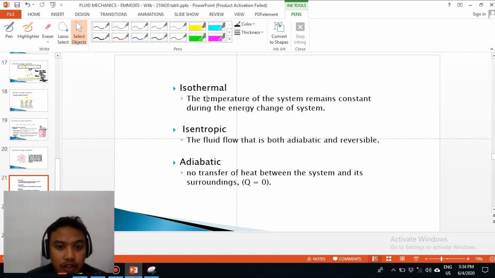Okay. So these are the terms of energy transfer. For example, isothermal. Isothermal means the temperature of the system remains constant during the energy change of a system. Means that if the system has a constant temperature during energy change, we call it isothermal. Isentropic is a fluid flow that is both adiabatic and reversible. Adiabatic means no transfer of heat between the system and its surroundings, meaning Q equals 0. There is no heat transfer happening.